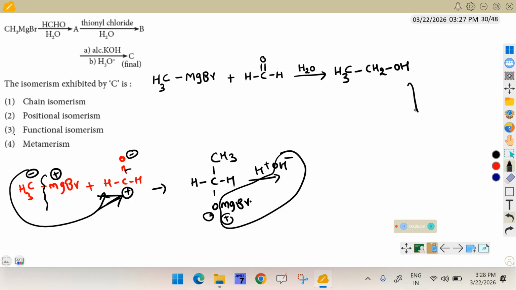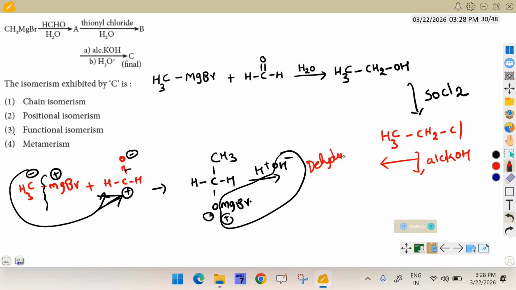Ethyl alcohol reacts with thionyl chloride. When thionyl chloride is present, nucleophilic substitution takes place. Alcohols are converted to haloalkane, CH3CH2Cl. Further it reacts with alcoholic KOH, which is a dehydrohalogenating agent. Dehydrohalogenation takes place and it is converted to CH2=CH2.